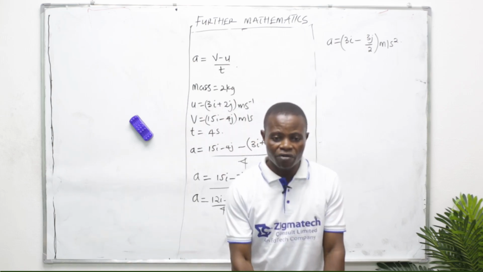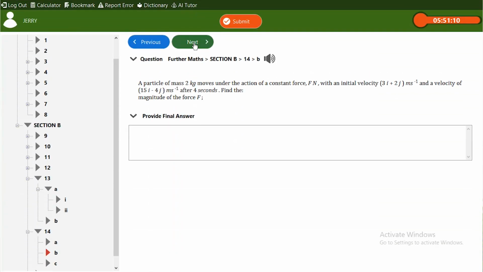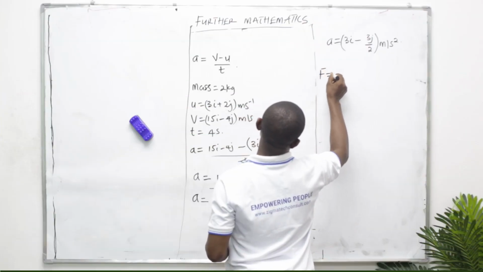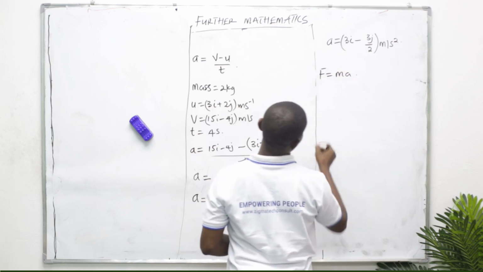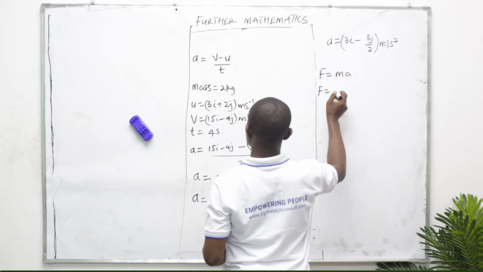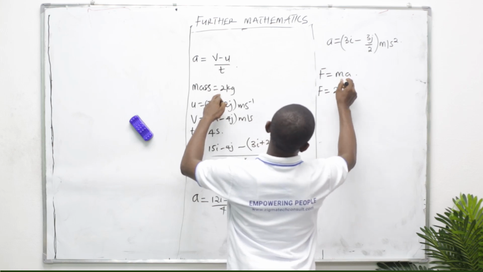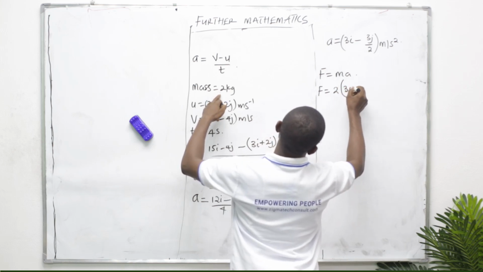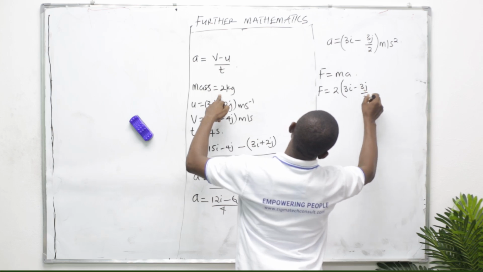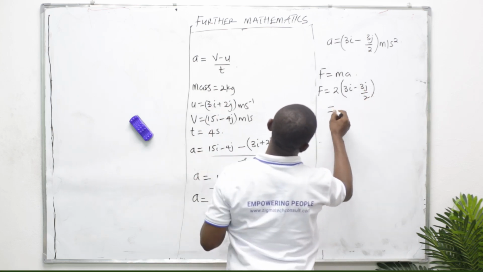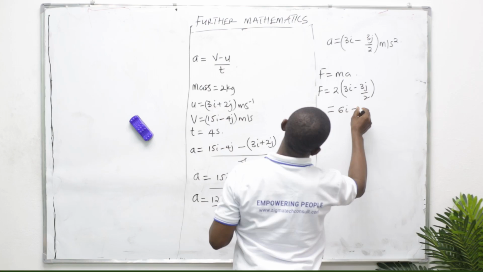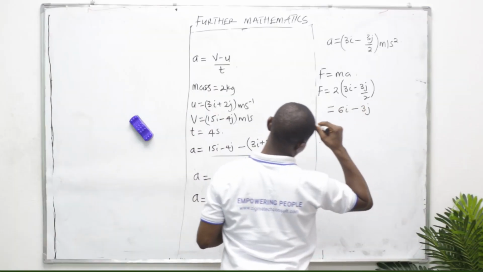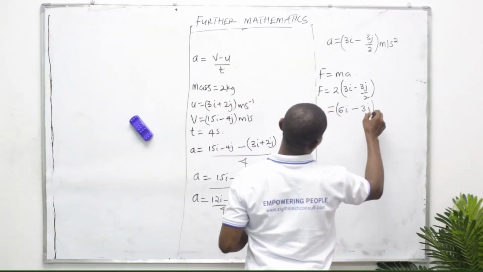Now let's see what they have in mind next. The next question says, find the magnitude of the force. Recall that force F equals ma. Therefore, F equals mass. What is the mass? 2. Multiply by who? The acceleration, 3i minus 3j all over 2, to give us what? 6i minus 3j. The SI unit of force is what?